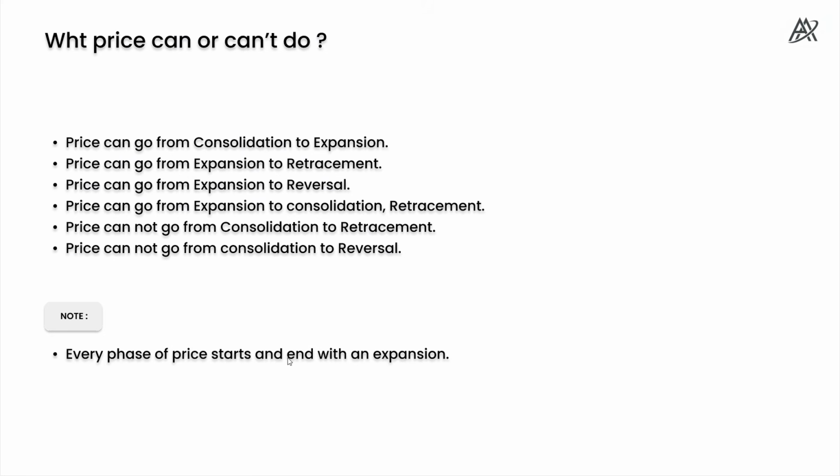Every phase of price starts and ends with an expansion. We start the phase of price with an expansion and end it with an expansion, right? In between you will get to see consolidation, retracement, reversals, or whatsoever, right? Reversal is also an expansion.